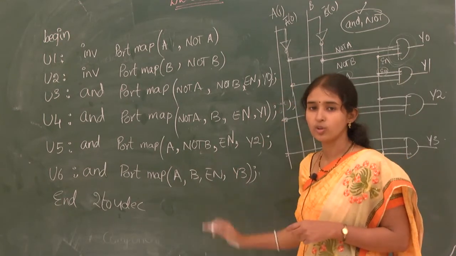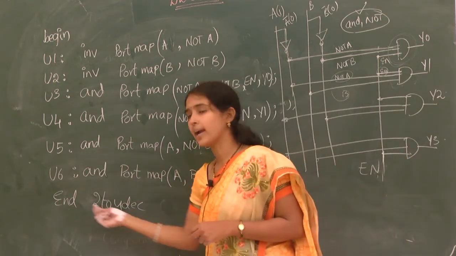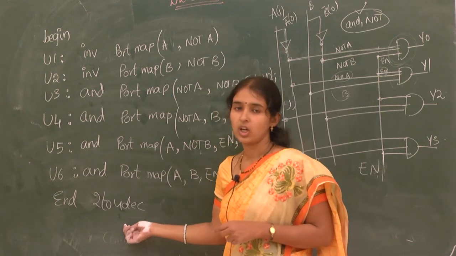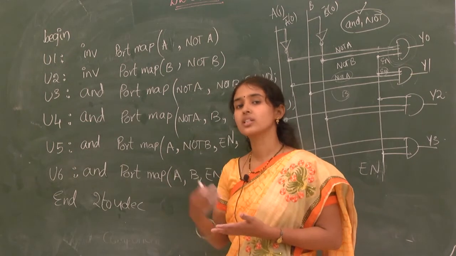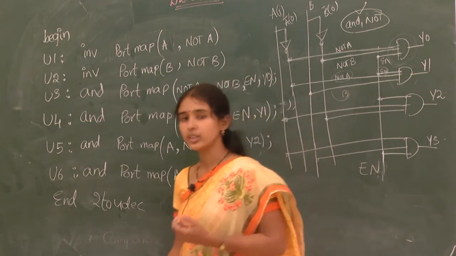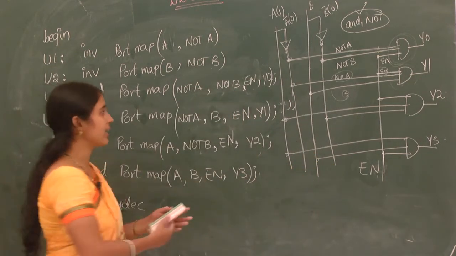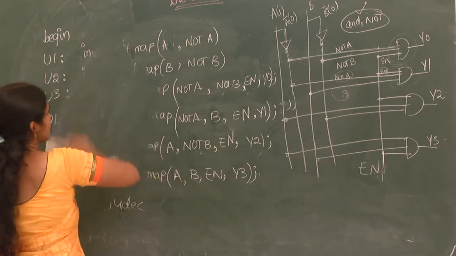Similarly, you will be specifying all this. Okay, after that you will end your architectural behavior. Okay, this is your 2 to 4 decoder. Then coming here, what is 3 to 8 decoder? And one more thing I want to tell you is how to write a logic diagram.